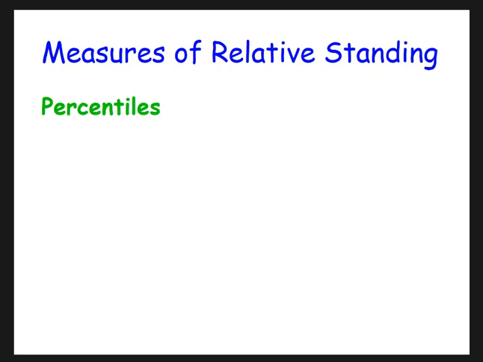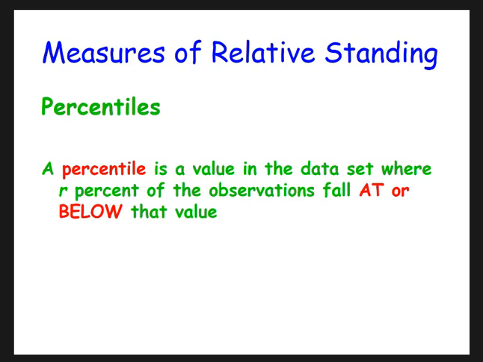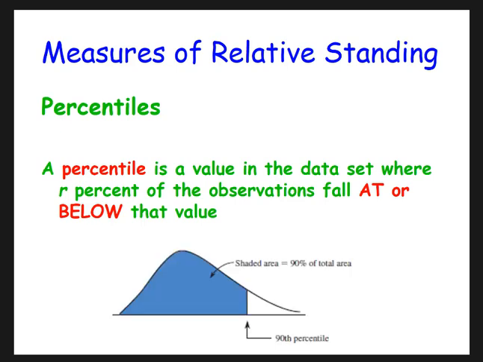Another measure of position or relative standing is percentile. A percentile is the percent of the data that is smaller than the given value, or is equal to or smaller than the given value. So here, if this is 90%, this value here has a percentile of 90. It's the 90th percentile, because 90% of the data is smaller than it.